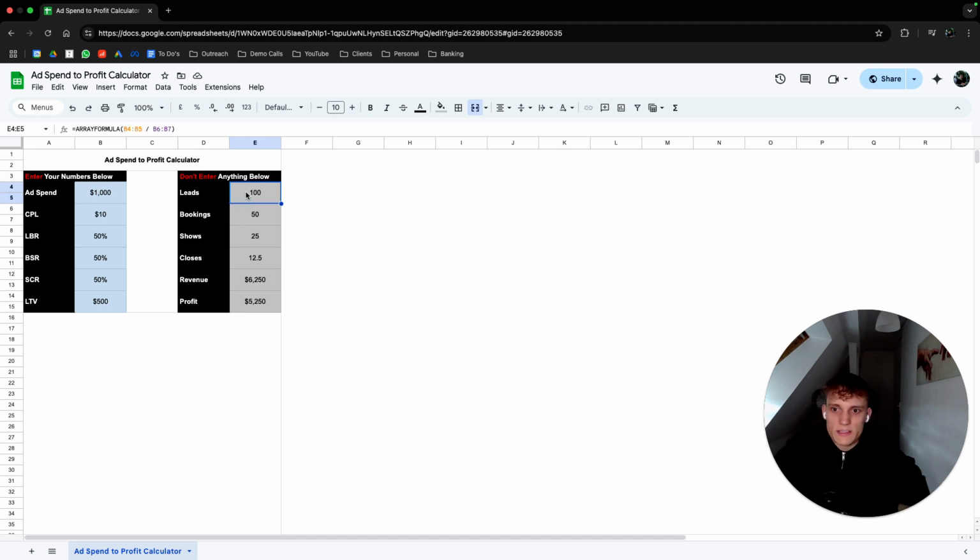Anyways, assuming all of this stuff, in this example, if you spend $1,000 on the ads, you'd make 6.2k in revenue, and you would have a profit of roughly 5.2k, right? Assuming those are your numbers.